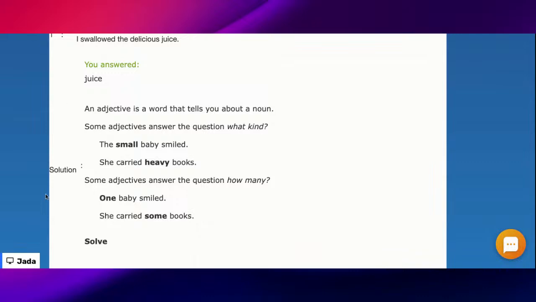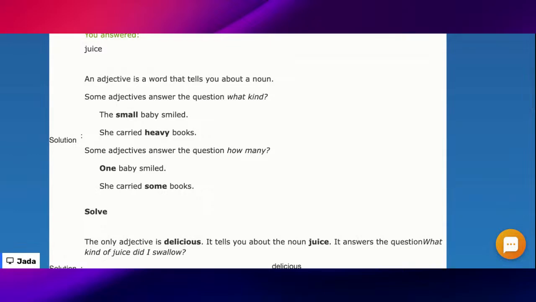Some adjectives answer the question what kind. So you need to note what kind. It could be like, what kind of shoes did she wear? What kind of dress did she wear? The small baby smiled. So it would be like, what kind of baby smiled? It would be the small. So what kind is telling us what kind of thing happened.